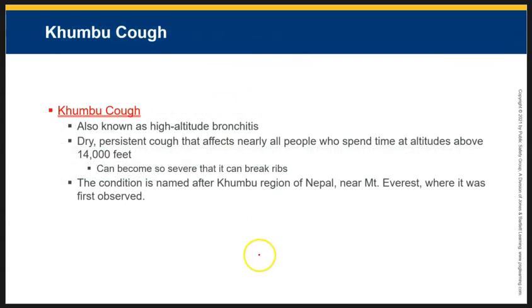The final condition to consider is Khumbu cough or high-altitude bronchitis, inflammation of the bronchi. It's a dry, persistent cough that we find occurring in people who spend lots of time above 14,000 feet. That coughing can be pretty severe, can even break ribs, and it's named after the Khumbu region of Nepal near Mount Everest where it was first observed.